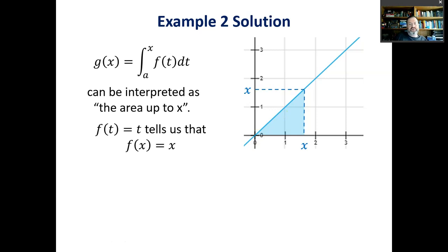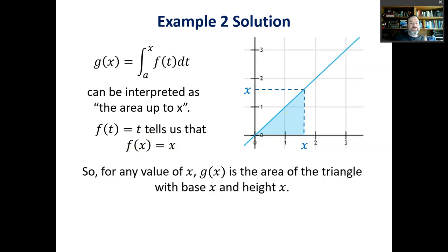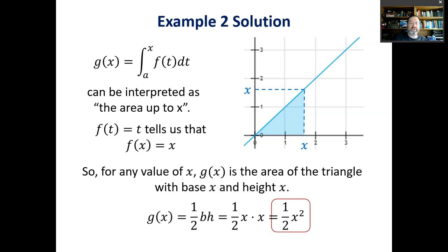right, this is just a triangle. And because we're given in the problem that f of t equals t, if we plug in x for t, then we get f of x equals x. And if we plug in 0, we just get zeros, right? So it passes through the point 0, 0, and passes through the point x, x. So for any value of x, g of x is the area of the triangle with base x and height x. So we just plug it into the formula of a triangle, and you get the answer.